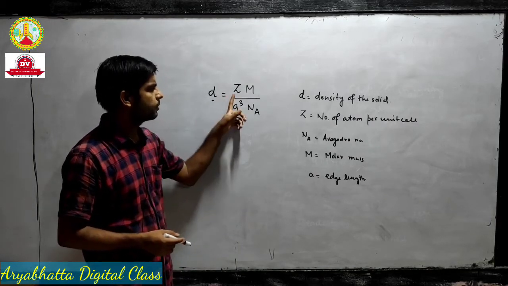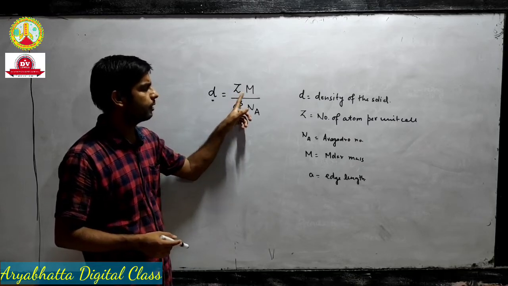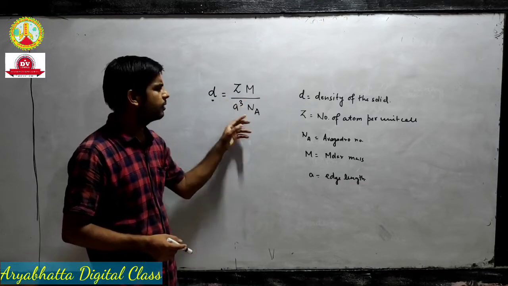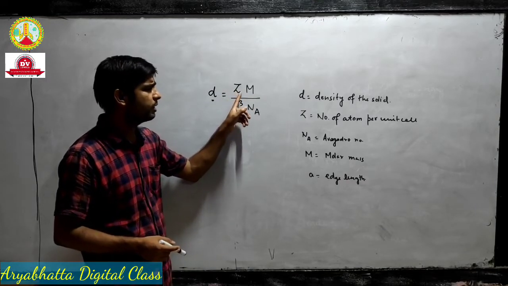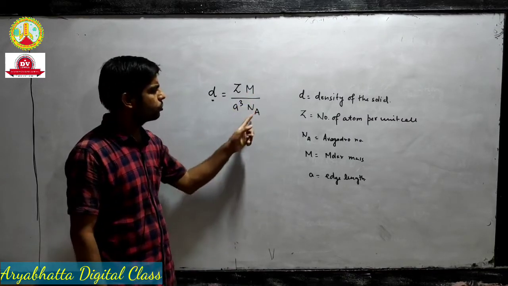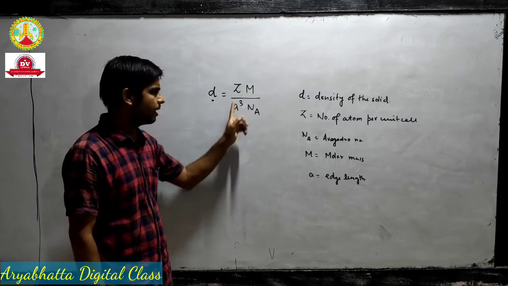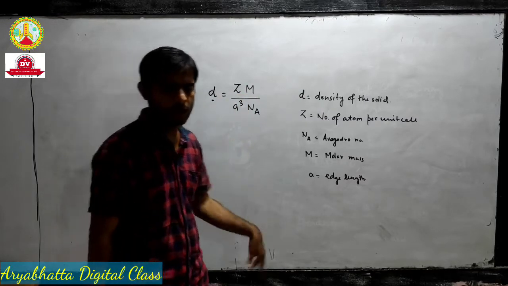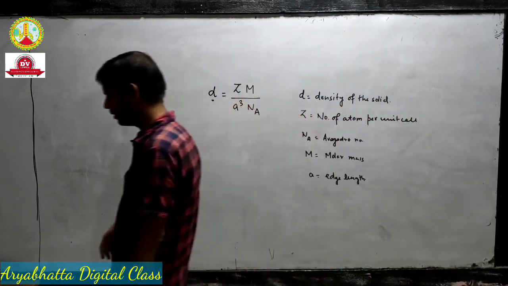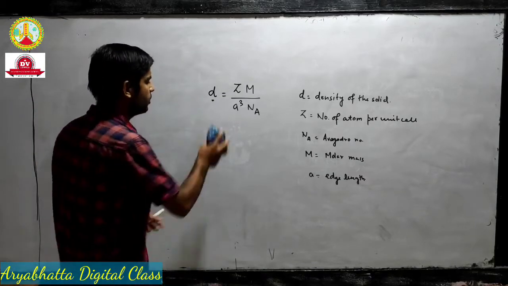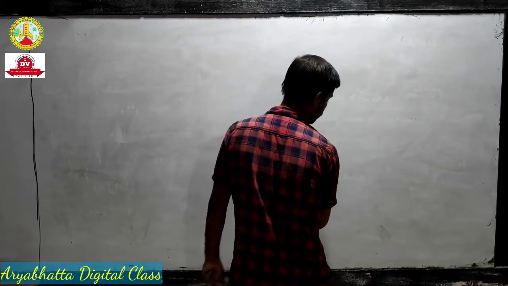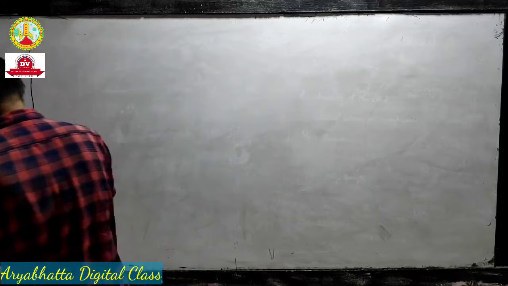So density of a solid is the number of atoms per unit cell, times the molar mass, divided by A cube N A. You can easily understand that the number of atoms per unit cell into M by N A will give you the mass, and mass divided by volume is the density. So that's the formula, and using this formula we will try to solve some numerical problems. So let's see some problems.